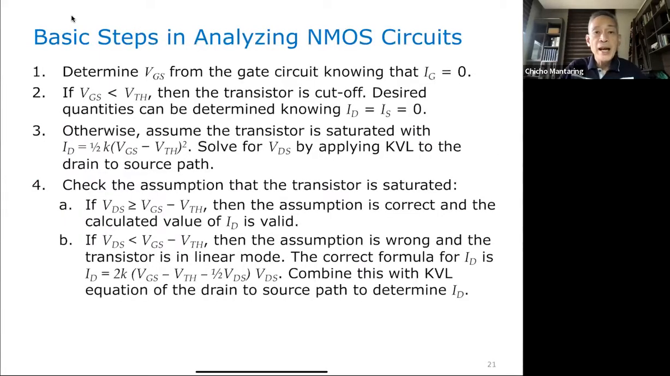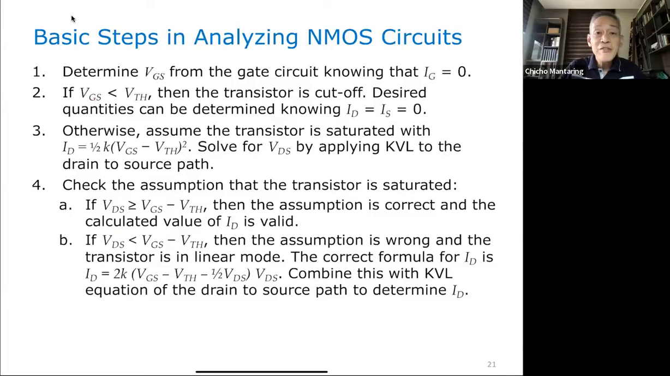So, basic steps in analyzing NMOS circuits. You recall in BJT we had guidelines that we published on how to analyze BJT circuits. The same thing for NMOS. The first step is to determine VGS from the gate circuit, knowing that I sub G is equal to 0. And then we compare VGS to VTH.